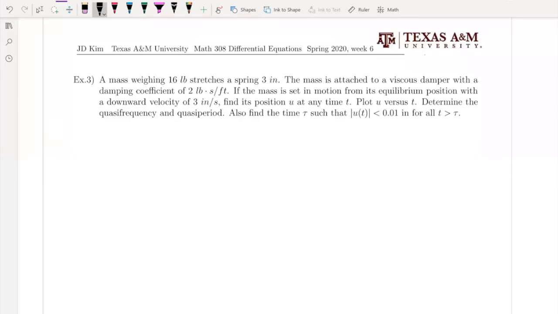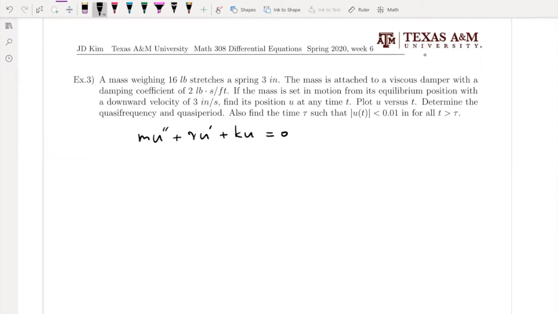Okay, example number 3. When you read this problem, you can easily understand it is a damped free vibration motion. So the differential equation would be m u double prime plus gamma u prime plus k u equal to 0.